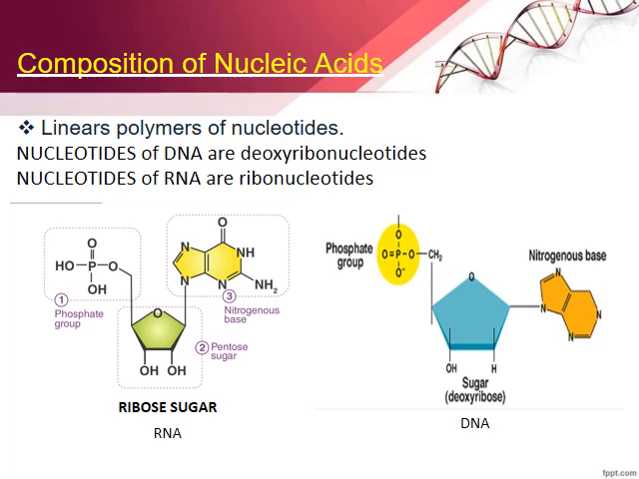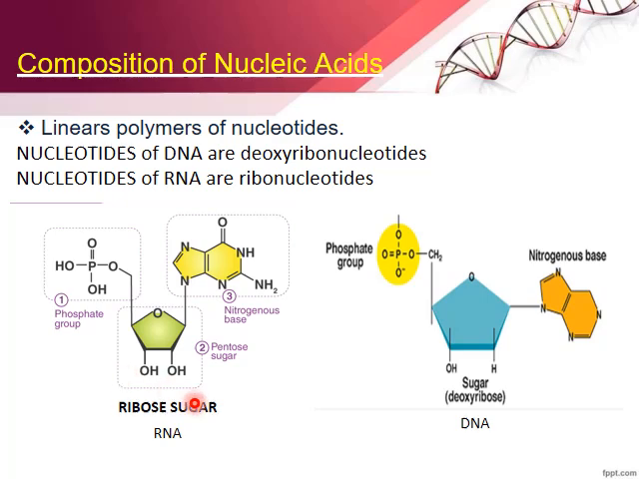Composition of nucleic acid. What is nucleic acid composed of? Nucleic acid is composed of many monomers called nucleotides. What are nucleotides? Nucleotides in case of DNA are termed deoxyribonucleotides. In case of RNA, they are termed ribonucleotides. Nucleotides are composed of three units: a phosphate group attached to the sugar, and a nitrogenous base which is also attached to the sugar. Now the sugar in DNA and RNA is different.